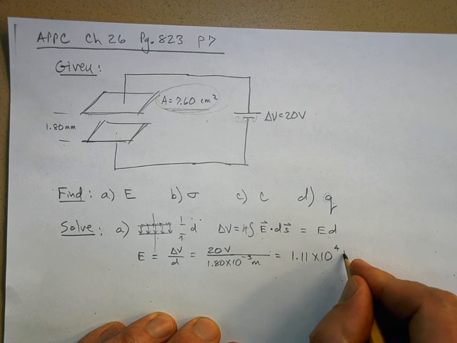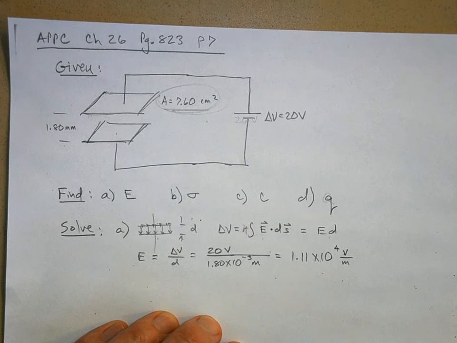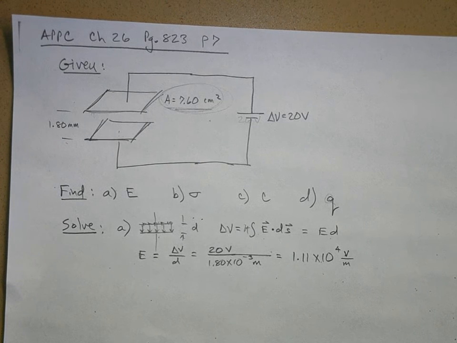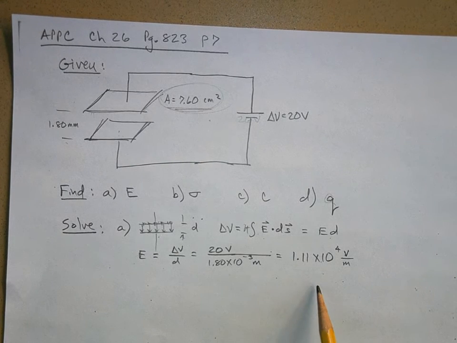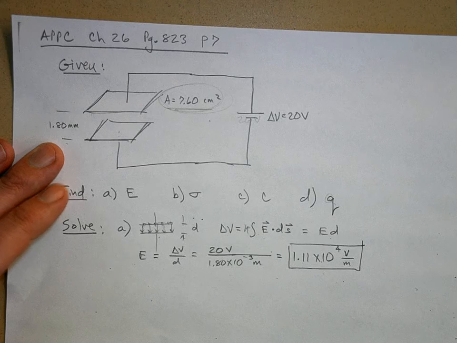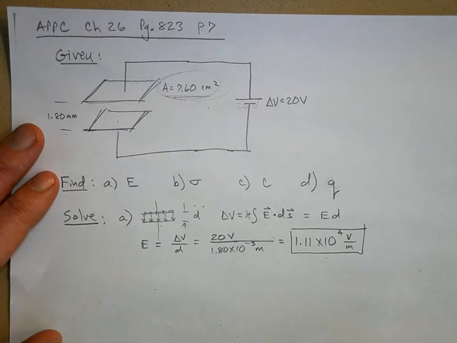Now, you can leave it in volts per meter, but volts per meter also reduces to newtons per coulomb. Either way is an acceptable way to express the units for electric field. Is that right? Can someone check my answers in the back of the book and make sure I'm right? Okay, so that's A. I think most of you got that when I was looking at your quizzes.